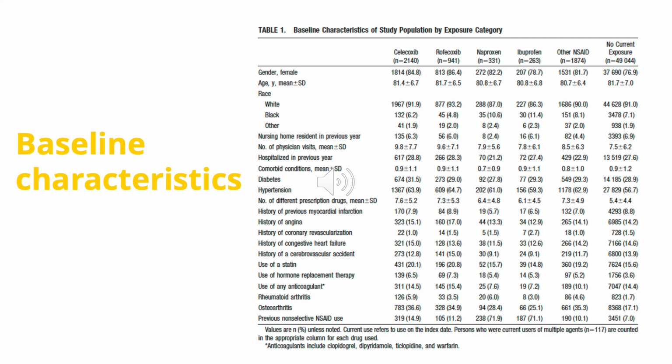So similar to what we see in our randomized controlled trial for our table 1, we have a table of baseline characteristics overall, and then stratified according to the exposure categories.